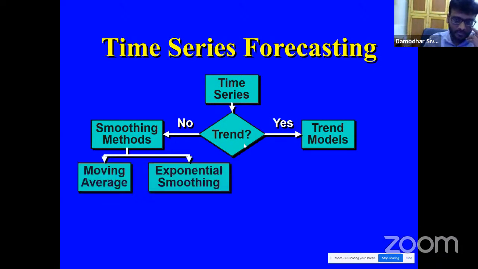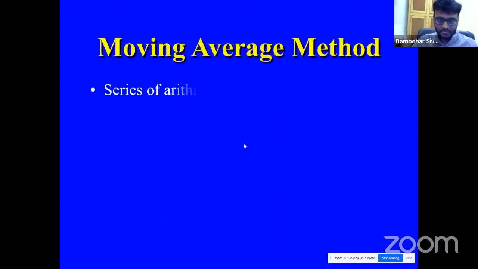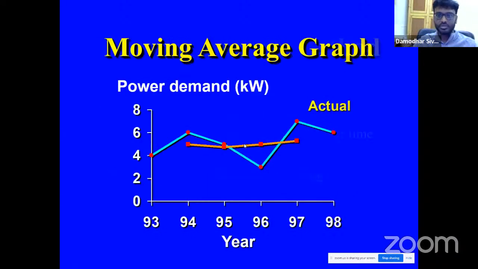Right. So what are the smoothing methods? We have moving average and exponential smoothing. And what are the trend models? Here also we have autoregressive techniques, and linear regression techniques or quadratic techniques. These are all the techniques we use to forecast with trend models. But how do we find out whether there is a trend or not? So anyhow, okay, fine. See this.